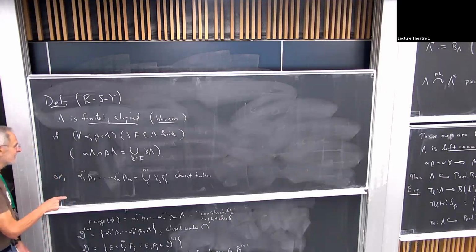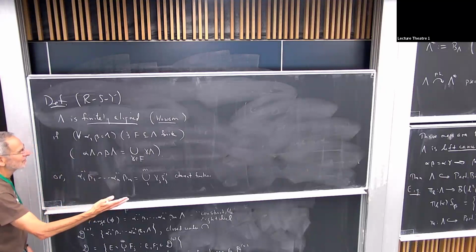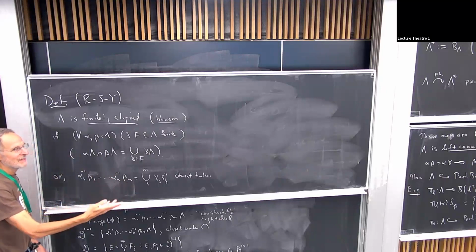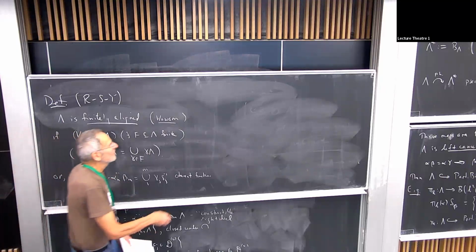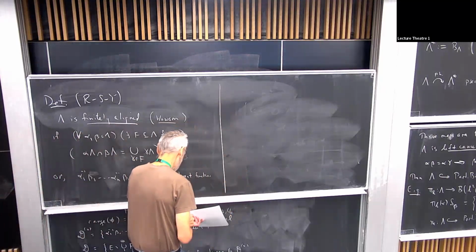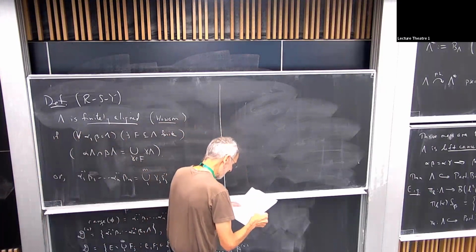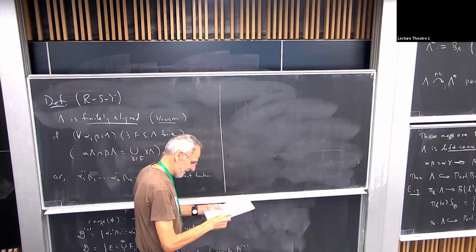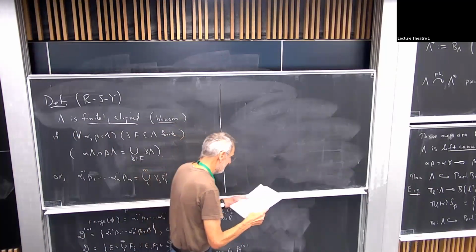Now, I'm not going to talk so much about how the groupoid looks and what the C-star algebra looks like, but okay, I'm just going to skip it. Sorry. So let me move on now.